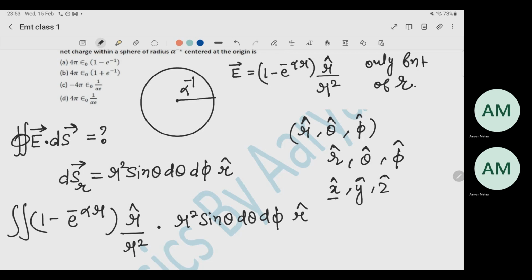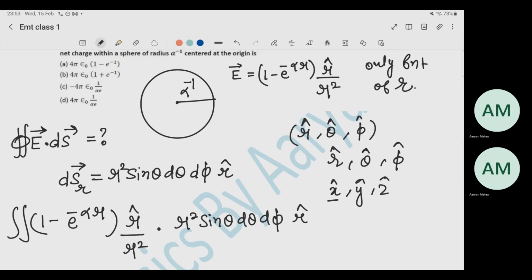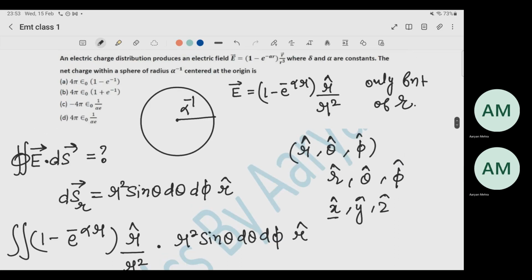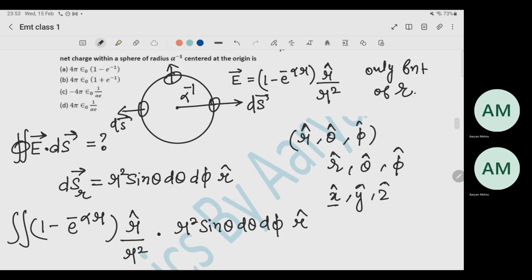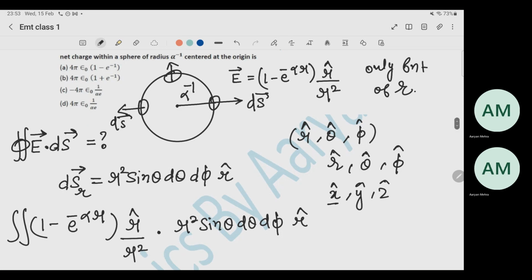Similarly here our dS vector can be along r cap, theta cap or phi cap. But looking at this electric field, we only have to keep the dS vector which is along the r cap. What does it mean? We only have to find the patch which is perpendicular to this surface. So if this is a surface and we take these patches, that will give us the dS vector perpendicular to this surface. So this will give you the dS vector along the r cap.